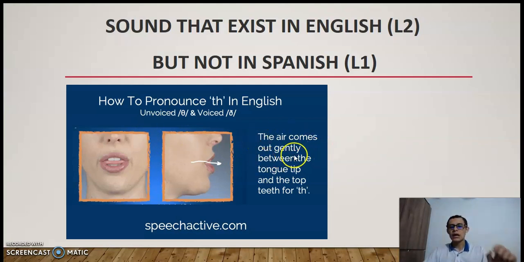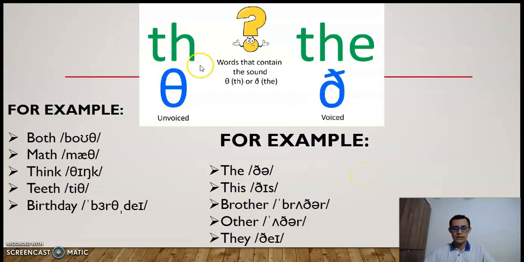The air comes out generally between the tongue tip and the top of the teeth, like this. Okay, so here you can see the two ways to pronounce this phoneme. The first one is an unvoiced sound, and the second one is a voiced sound. Okay, we have here some examples.